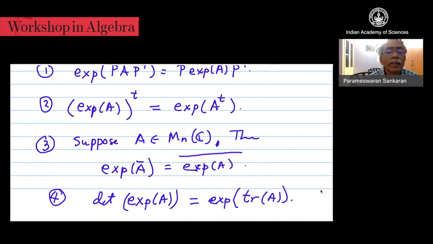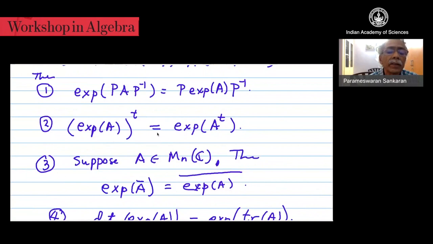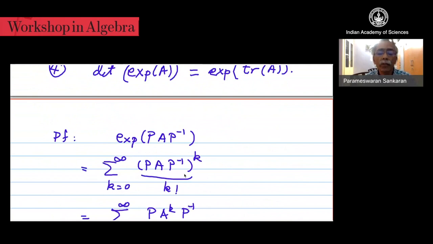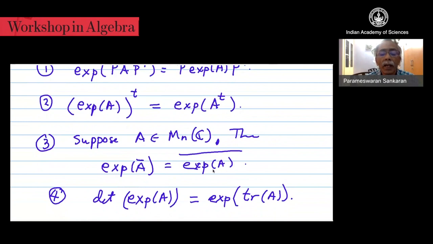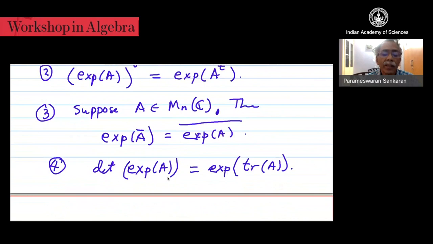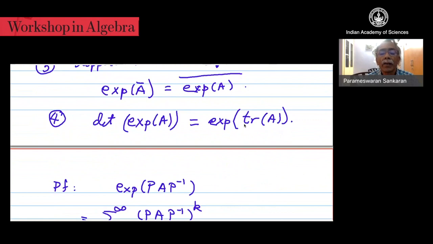Yeah, I skipped the proof of this. This is an absolutely trivial remark. With transposition everywhere, instead of a power k transpose, you will have a transpose power k. They are commuting operations, and that gives you the answer. So nothing to say there. Here also, the exponential of a bar and the bar of the exponential commute, and this one, the determinant of the exponential of A, is the same as this one.